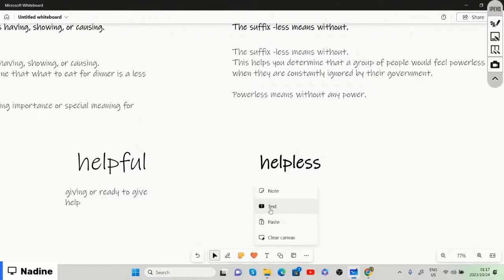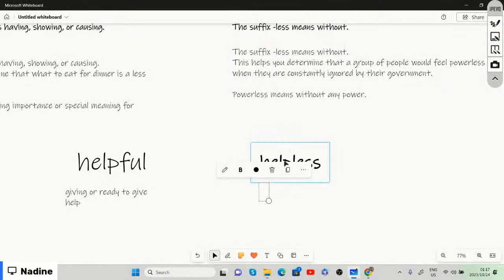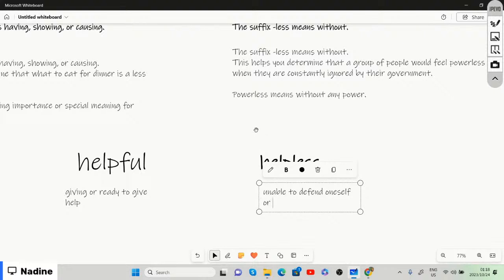And helpless means when you're unable to defend yourself or to act without help. Remember, we said less means without. So it's like acting without help. So it's unable to defend oneself or to act without help.